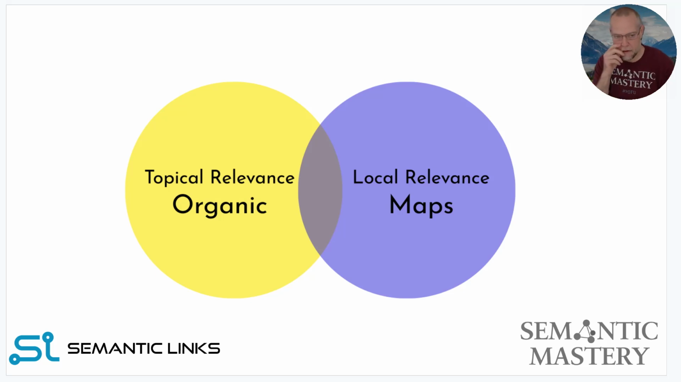Joining the local chamber of commerce, things like that. Those are all local proximity or geographic signals that can be added or applied to a local entity or a brand, a local business. Does that make sense? So we have topical relevance and we have geographic relevance that matter on site.